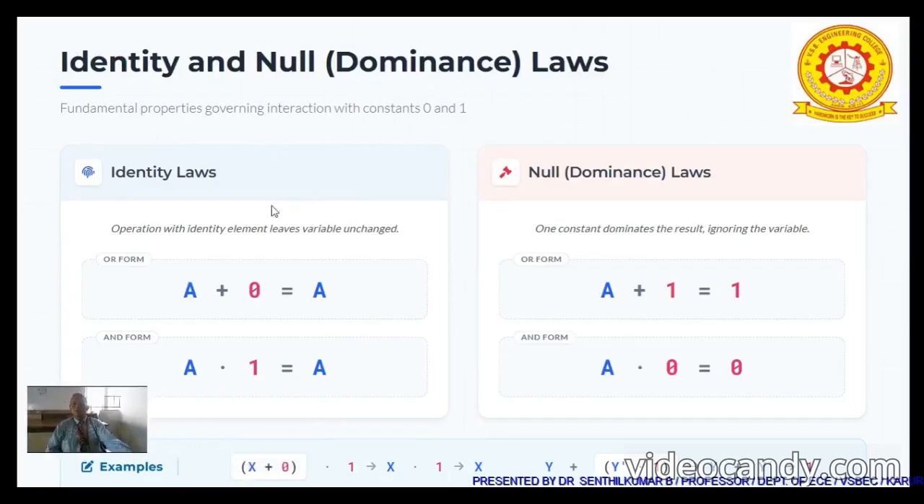Now look at here. What is the identity law? A plus 0 is equal to A dot 1 is equal to A. This is the identity law. Next one is the null law. A plus 1 is equal to 1. A dot 0 is equal to 0. As we discussed already, look here, the examples are given.